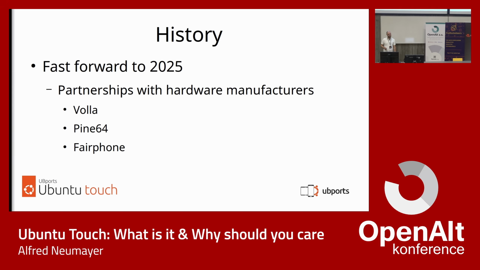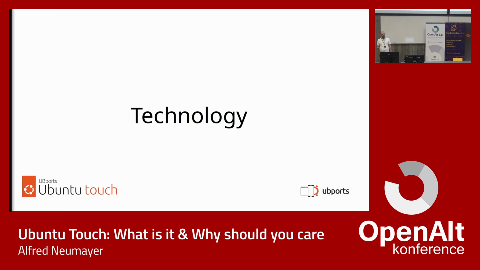Fast forward to 2025. We have partnerships with hardware manufacturers. So there are Volla, Pine64, and Fairphone. The first two have shipped devices with Ubuntu Touch pre-installed, and Fairphone is sort of a relationship where we can benefit from the Fairphone expertise and legalities to implement stuff like voice over LTE, for example, for the Qualcomm devices. So the technology is next up.